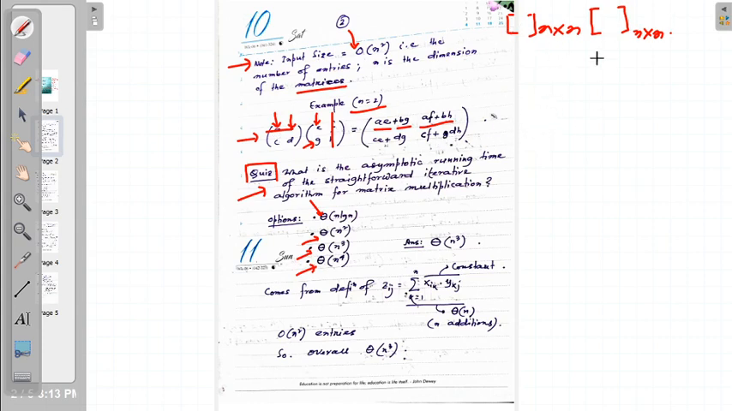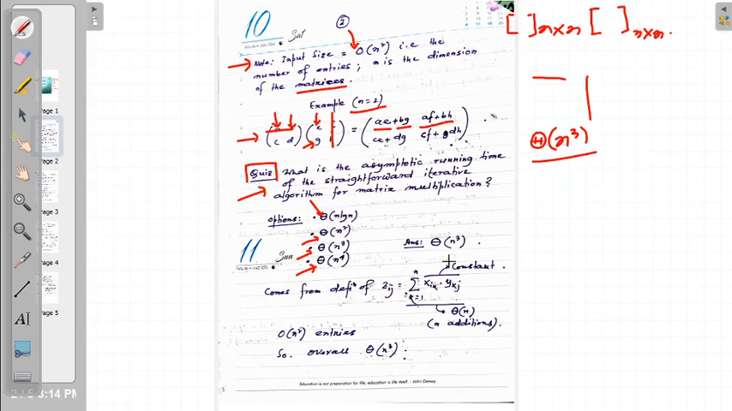If we multiply matrices the way we do, row versus column, multiplying and then adding, what will be the asymptotic running time of that straightforward iterative algorithm? Yes, theta n cube. We have theta n cube, okay?